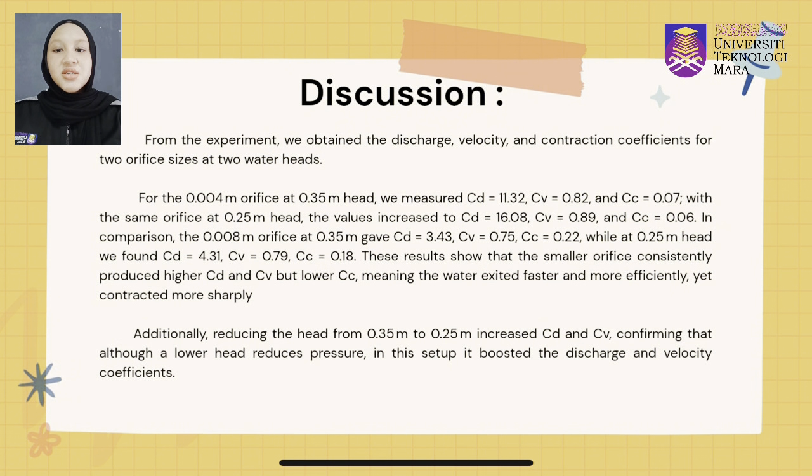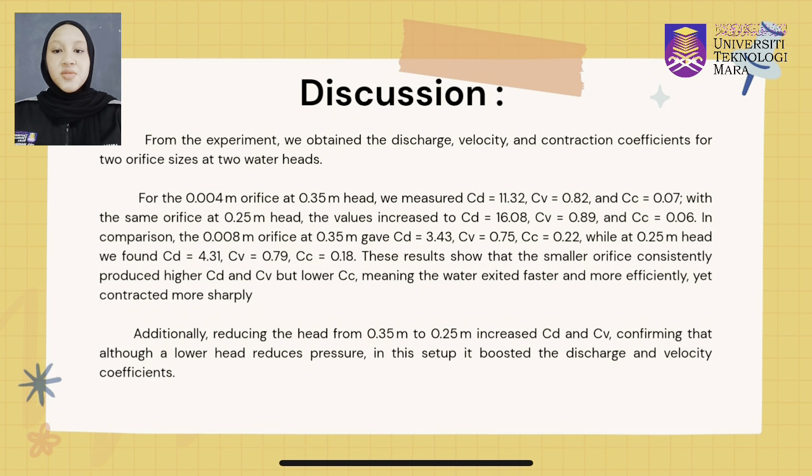In comparison, the 0.008 meter orifice at 0.35 meter gives CD equals to 3.43, CV equals to 0.75, CC equals to 0.22, while at 0.25 meter head, we found CD equals to 4.31, CV equals to 0.79, CC equals to 0.18. These results show that the smaller orifice consistently produce higher CD and CV, but lower CC, meaning the water exited faster and more efficiently, yet contracted more sharply.